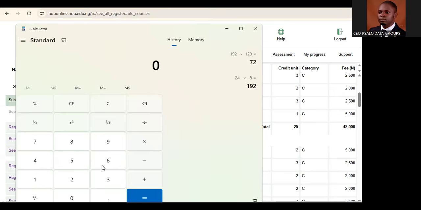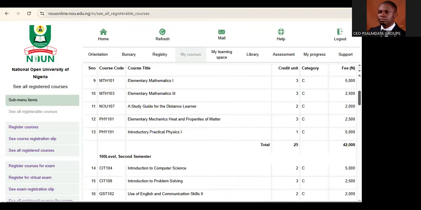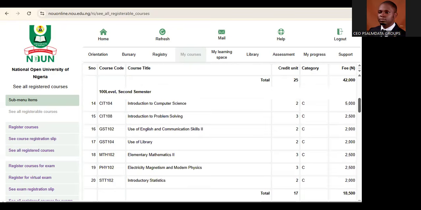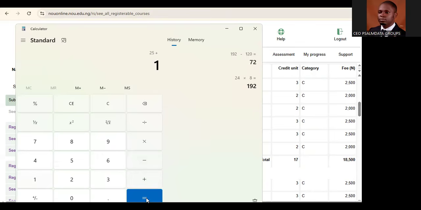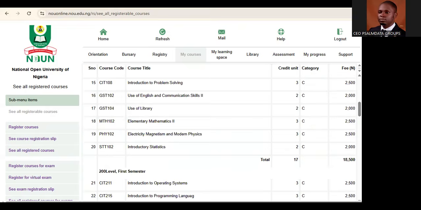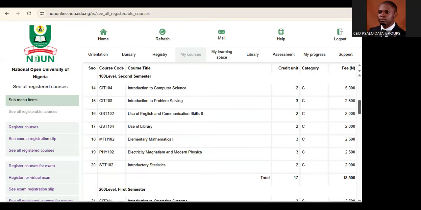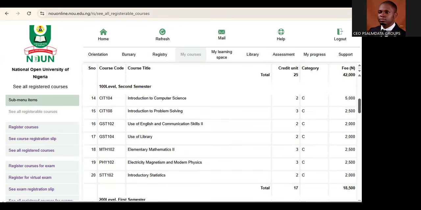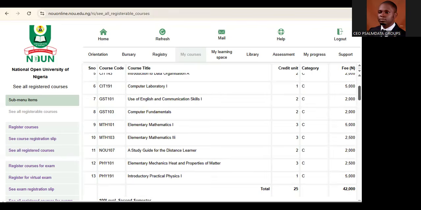In my first semester, I have 25 units. In the 100 level second semester, 17 units. So 25 plus 17 units, that is 42. And you can see that in this particular program, up to 100 level second semester, we don't have any elective. It's all core courses. It may not be so in your own program. Your own program may show up to 5 electives as early as 100 level first semester. But not to worry, we'll explain that.